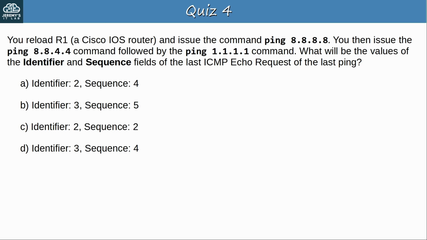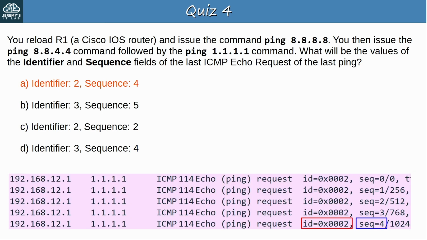Okay, the answer is A, identifier 2 and sequence 4. Here is a Wireshark capture. Notice the ID of 2 and sequence of 4 for the final request. These numbers start counting from 0, so the first ping will have an ID of 0, the second 1, and this third one 2. And within each of those pings, the sequence numbers will start from 0 and count up. Cisco iOS devices send 5 echo requests by default, so the last request will have a sequence number of 4.